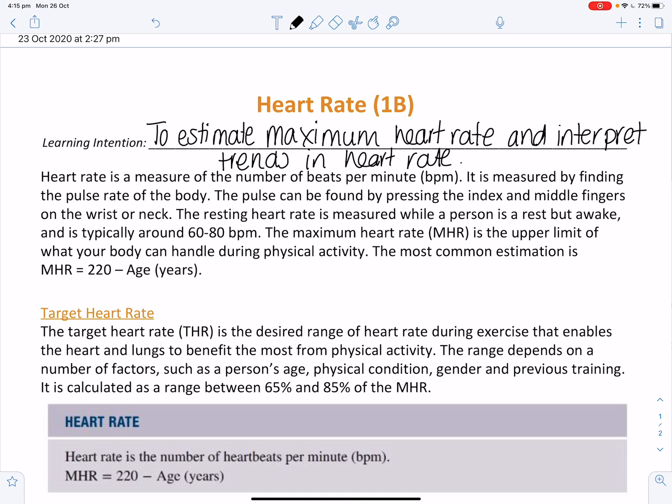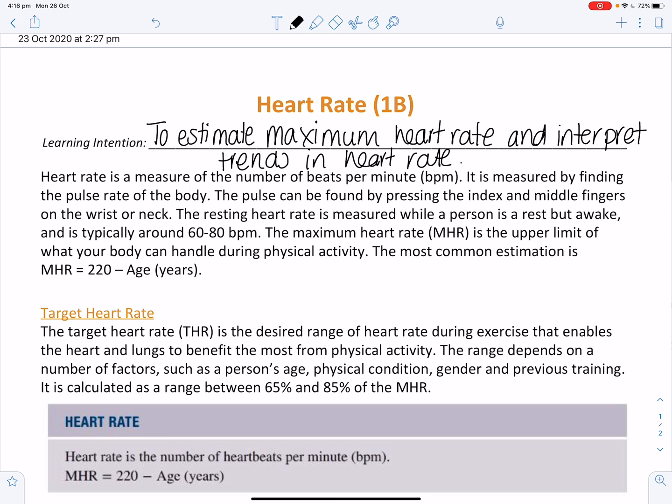All right, so heart rate is a measure of the number of beats per minute. It's measured by finding the pulse rate of the body. So, for example, when you watch medical shows and they put their fingers on someone's neck and they're checking against their watch, they're counting how many times it's beating. Okay, so they just do that to find its BPM.